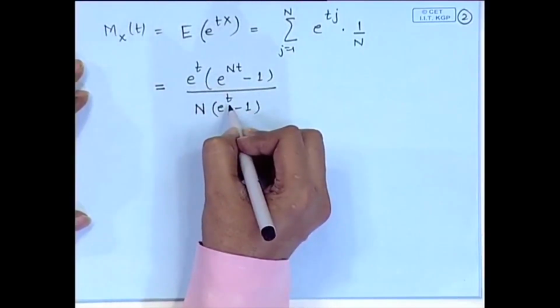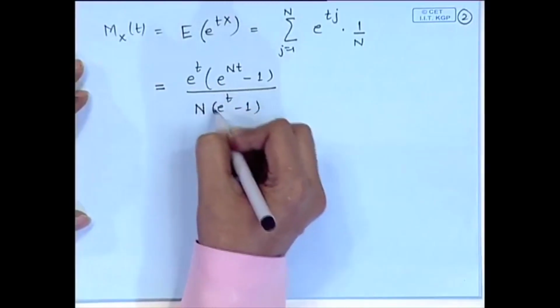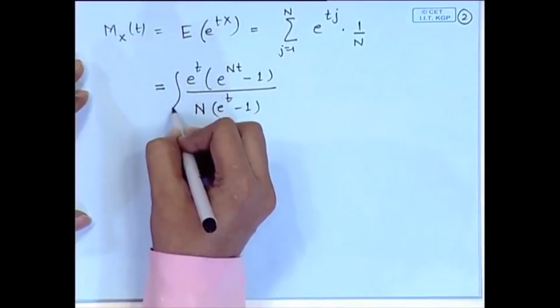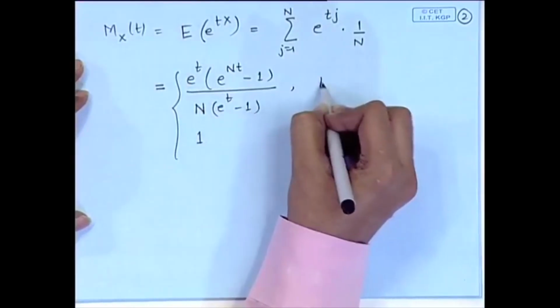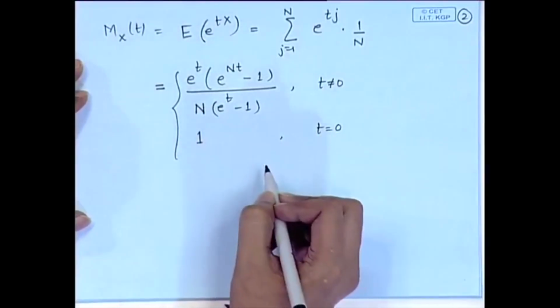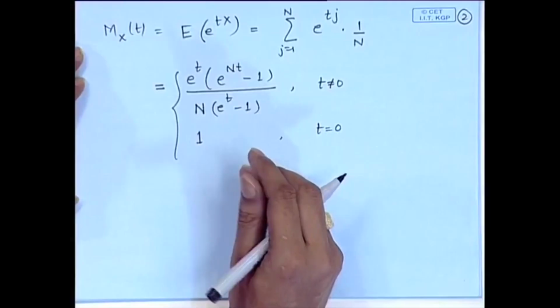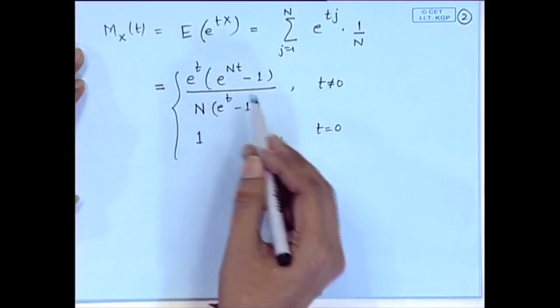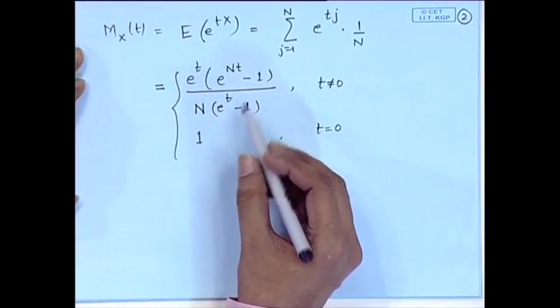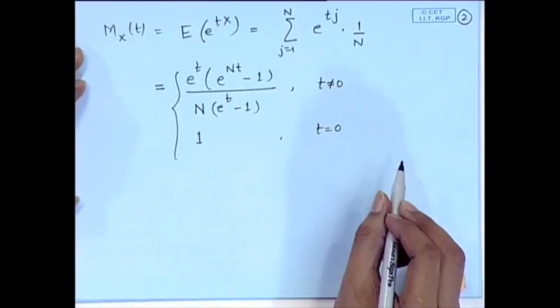Of course, when we say t is equal to 0, then this is not defined because the denominator becomes 0 and the numerator also becomes 0. So, in that case we write separately. This is for t not equal to 0 and for t equal to 0 we specifically write it as 1. The higher order moments of this distribution can also be derived from the expression for the moment generating function, because we can consider a Maclaurin series expansion around t equal to 0, or we can consider derivatives of m x t of various order and put t equal to 0 to get the moment of that particular order.